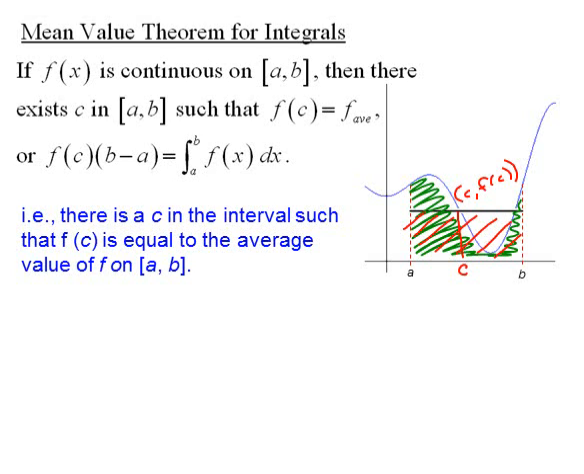One consequence of the average value formula is the mean value theorem for integrals. The theorem says that if a function f is continuous on the closed interval from a to b, then there exists a value c in this interval such that f of c is equal to the average value of f on this interval. Multiplying the b minus a from the average value formula to the other side results in the equation f of c times (b minus a) equals the integral from a to b of f of x dx.